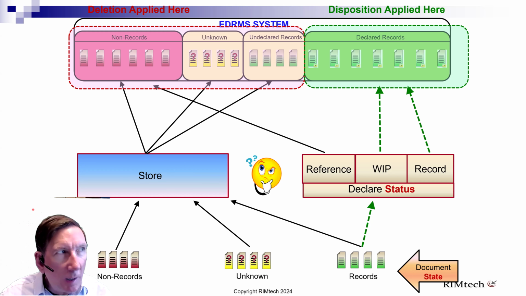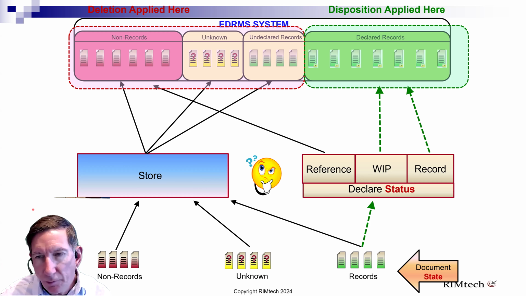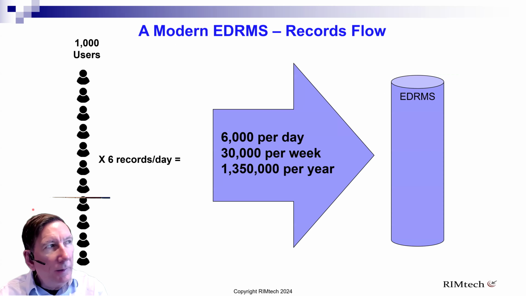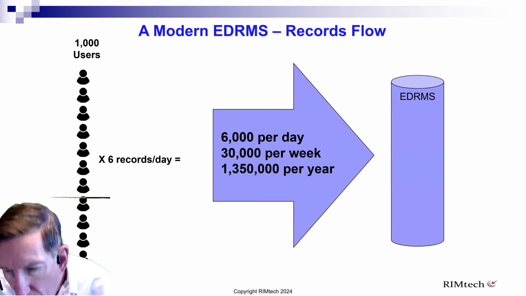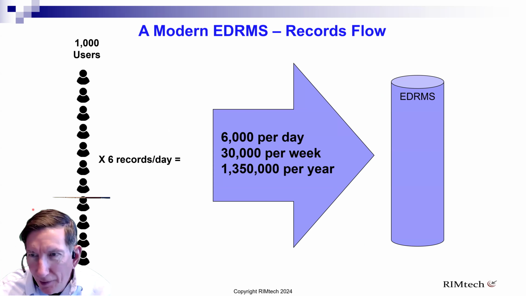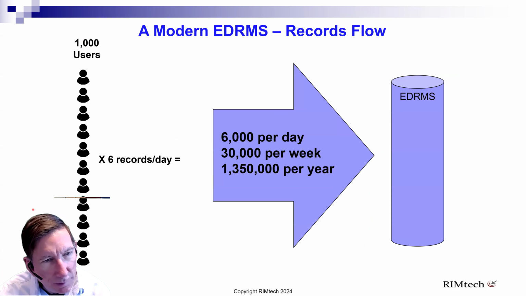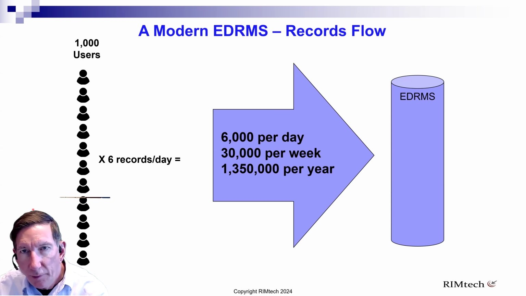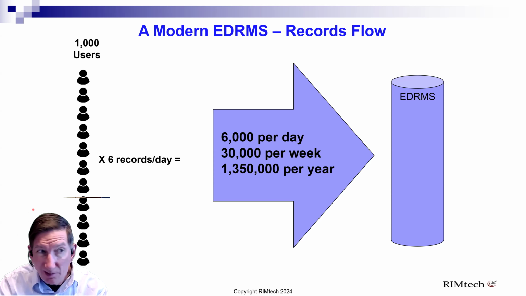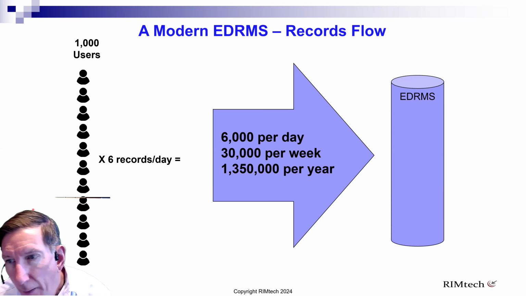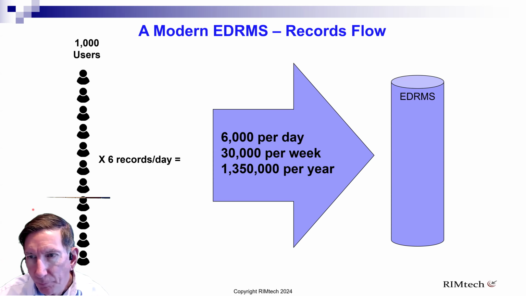So bottom line, please don't even expect that the user is going to cooperate. They're not. Now, this is the next round of me trying to convince you of this, which is how many documents per day does a user really create that are records? Well, I believe the number nowadays is closer to 12. This is an old slide, but here in this example, we have 1,000 users and just 6 records a day, which is half of a realistic number. That's 1.3 million a year.